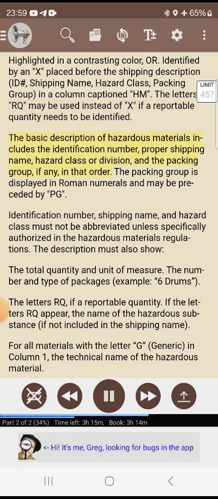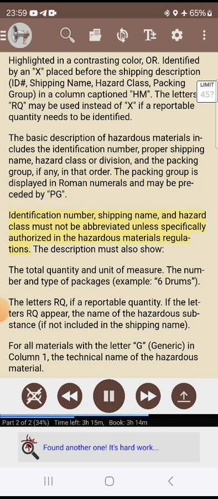The basic description of hazardous materials includes the identification number, proper shipping name, hazard class or division, and the packing group, if any, in that order. The packing group is displayed in Roman numerals and may be preceded by PG.